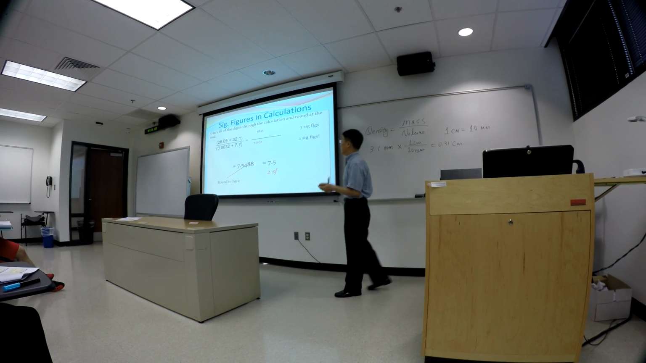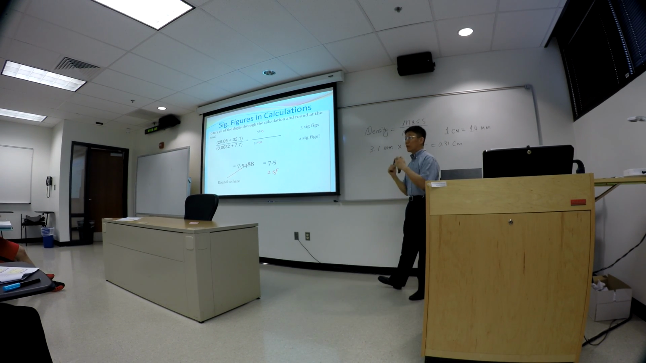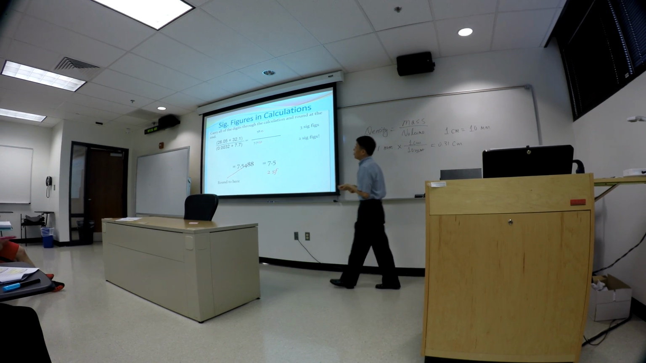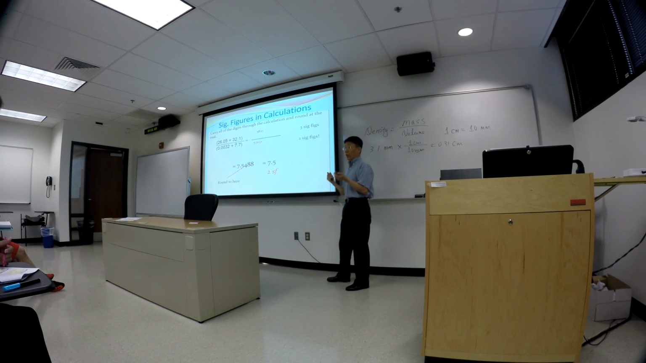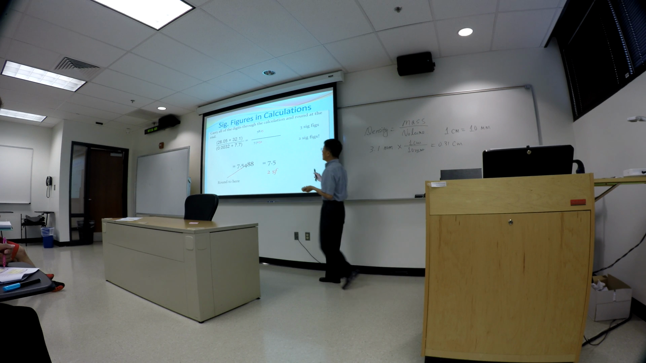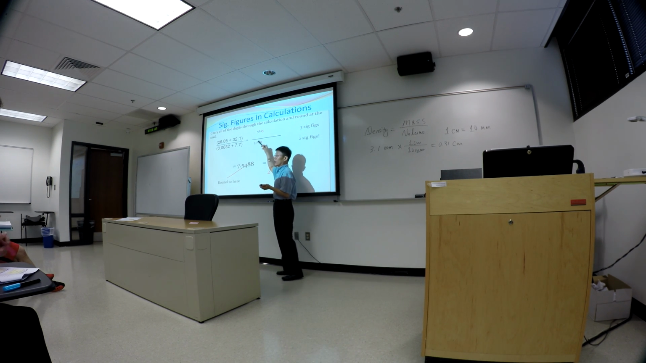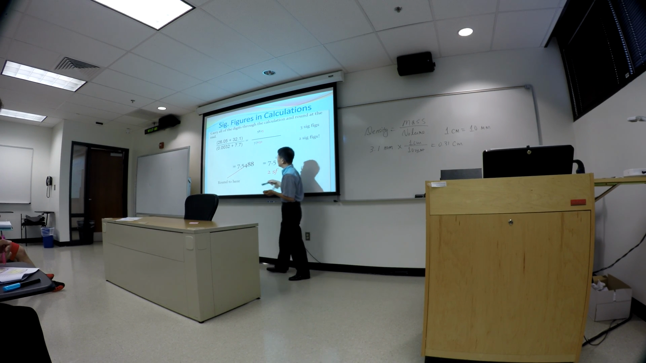So again, rounding is only done when you are at the end of the calculation. You do not do the rounding in the middle. Now, if you do, you may end up with something that we call rounding error. So if you round this up to 58.2, you round this down to 7.7, you do a division there, you may end up with a slightly different number.